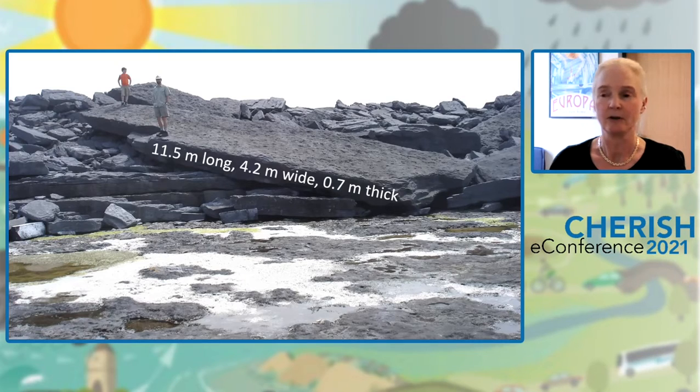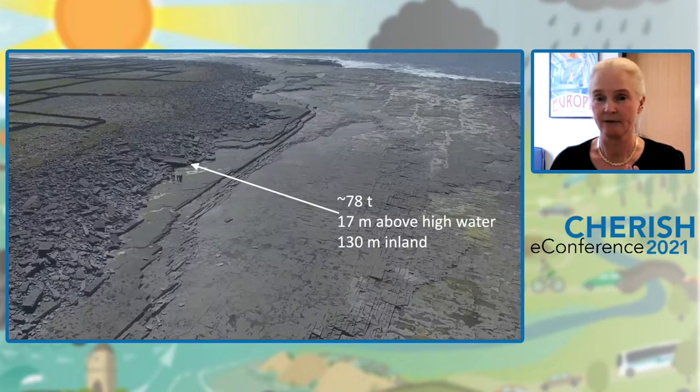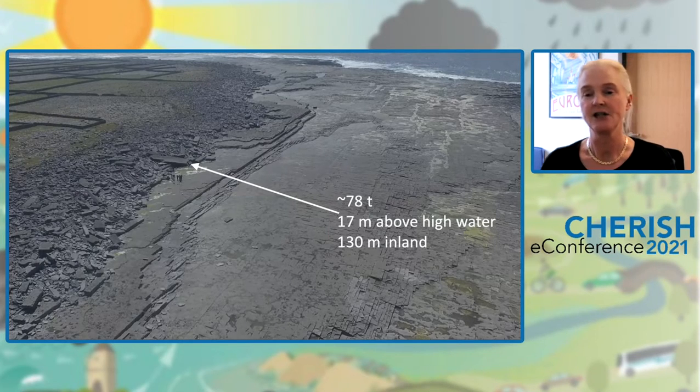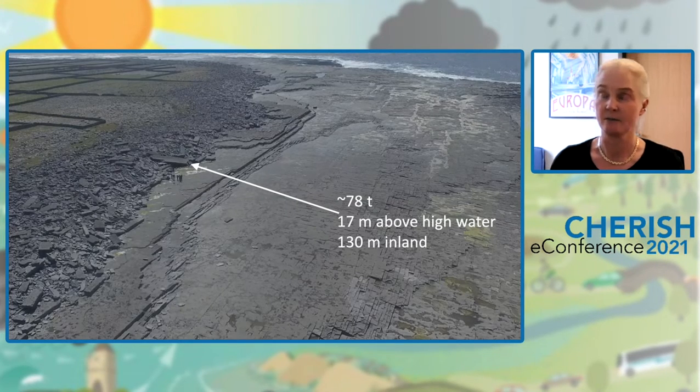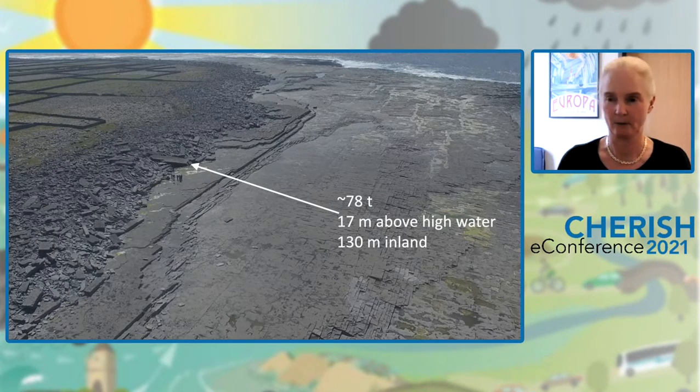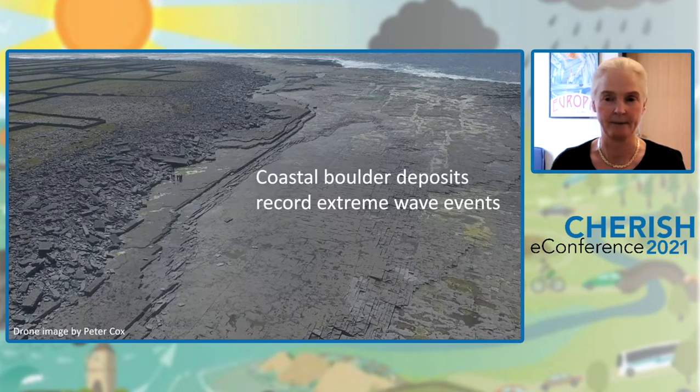78 tons. And if we step back and look at that in perspective from the air, the arrow points to that same block there, 78 tons. It sits 17 meters above the high water mark, and it's 130 meters inland. And this aerial image gives you a really nice sense of how big a distance that is, and the amount of energy and the force of the waves that would have traveled across this platform to emplace that boulder and all the others in this boulder deposit. And there are some people here for scale.